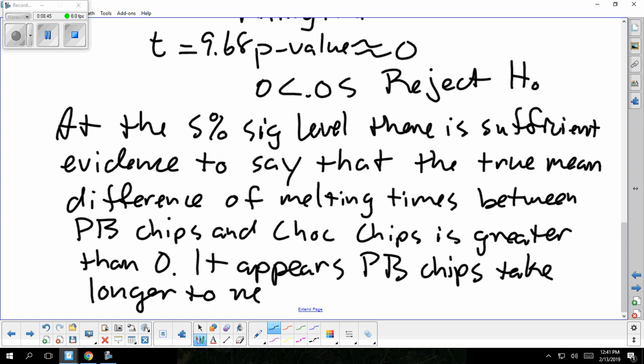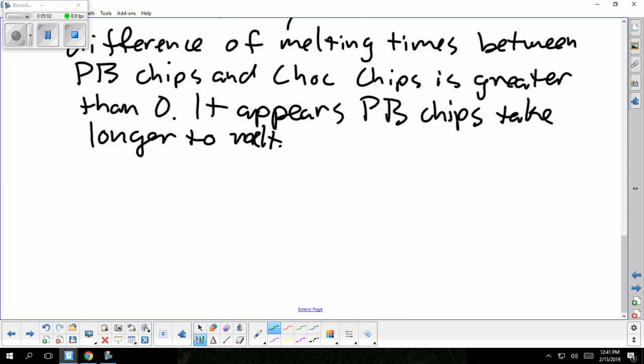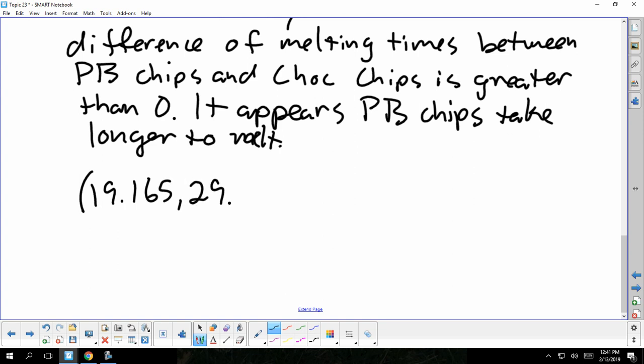And I always add this last sentence to make it clear, right? Because when you're talking about the idea of a true mean difference, sometimes it's hard to tell which one's greater than the other. Right? So if I want to figure out the magnitude of the difference, what do you think I do? Our confidence interval, right? We can do our confidence interval, and that's just going to be a t interval. If I do a 95% confidence interval, the conditions are going to be the same. And this will tell me, on average, how much longer it'll take for peanut butter chips to melt than chocolate chips.